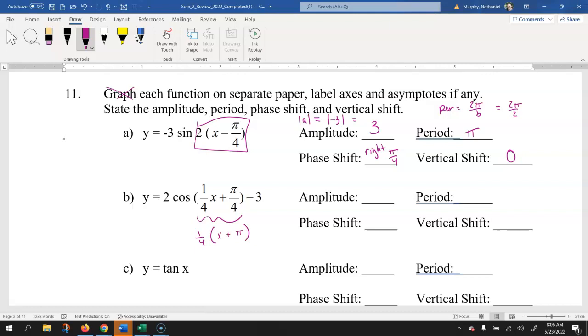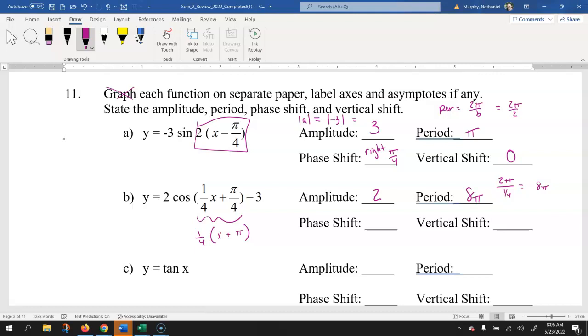So that's important for identifying our phase shift and the period. But the amplitude, it's already positive, so our amplitude would just be 2. To find the period, again, we would take 2 pi over b. So 2 pi divided by 1/4, if we keep, change, flip, we would end up with 2 pi times 4 over 1, or 2 pi times 4, which gives us 8 pi. So our period would be 8 pi there.